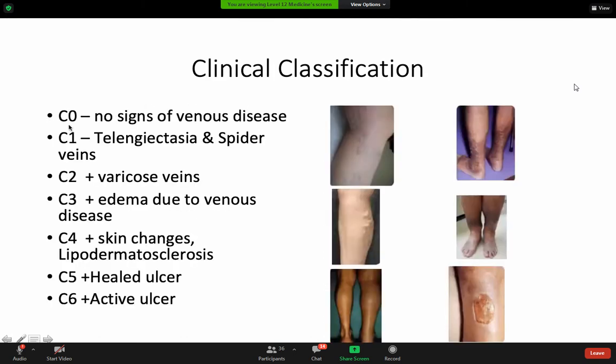C, which is clinical: C0 no signs or symptoms, C1 only telangiectasia and spider veins, C2 varicose veins, C3 varicose veins with edema. As we can see in the picture here. C4 we have skin changes. C5 there is a healed ulcer, it's not clear here, and C6 active ongoing ulcer. So the C classification can help in the clinical exam.